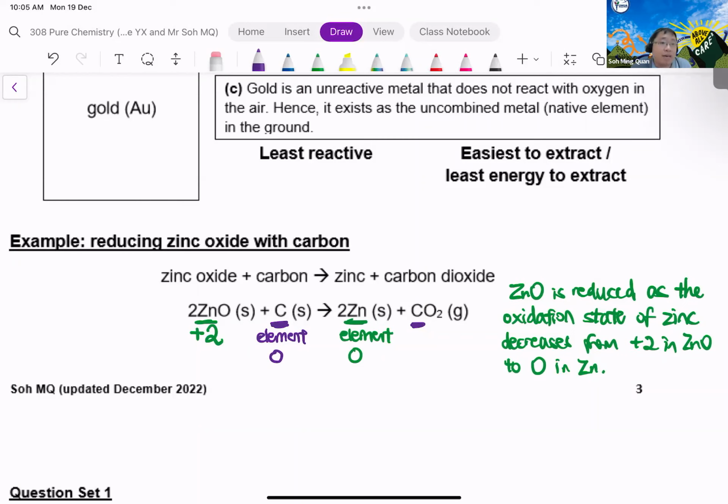But how about at the end? At the end, it forms carbon dioxide, CO2. And we already know the oxygen must be -2. There are 2 oxygens in CO2 though. So if each oxygen is -2, 2 oxygens will be -4, which means that carbon should be +4. So the oxidation state of carbon in CO2 is +4.